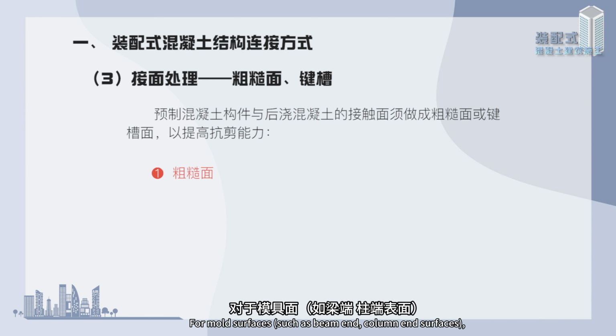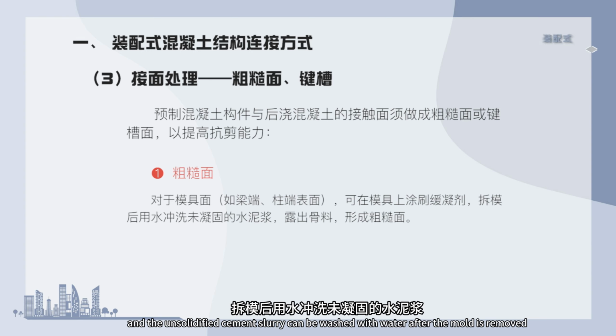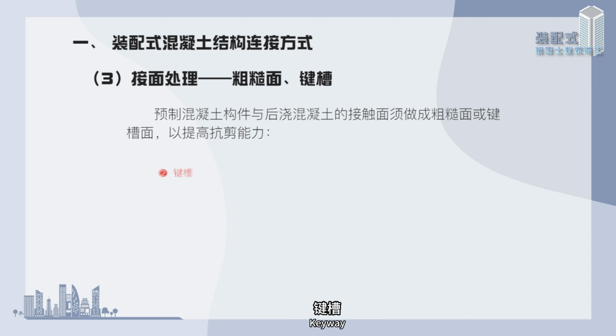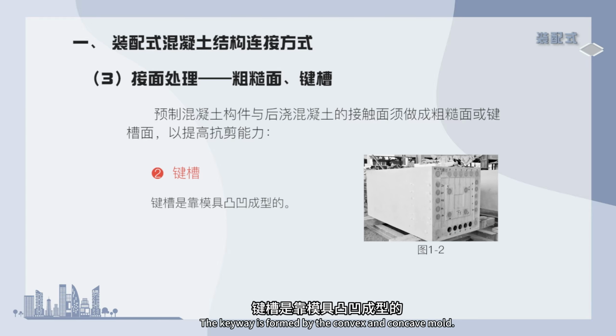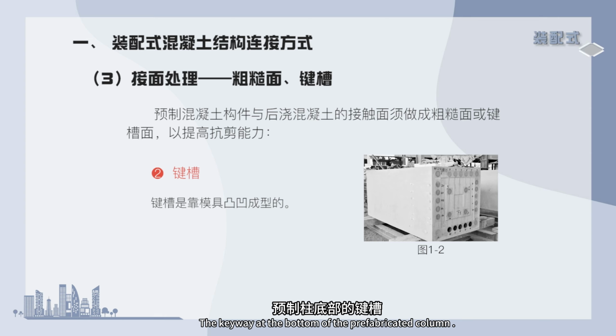For mold surfaces, such as beam end and column end surfaces, the retarder can be painted on the mold, and the unsolidified cement slurry can be washed with water after the mold is removed, to expose the aggregate and form a rough surface. Keyway. The keyway is formed by the convex and concave mold, as shown in Figure 1-2, the keyway at the bottom of the prefabricated column.